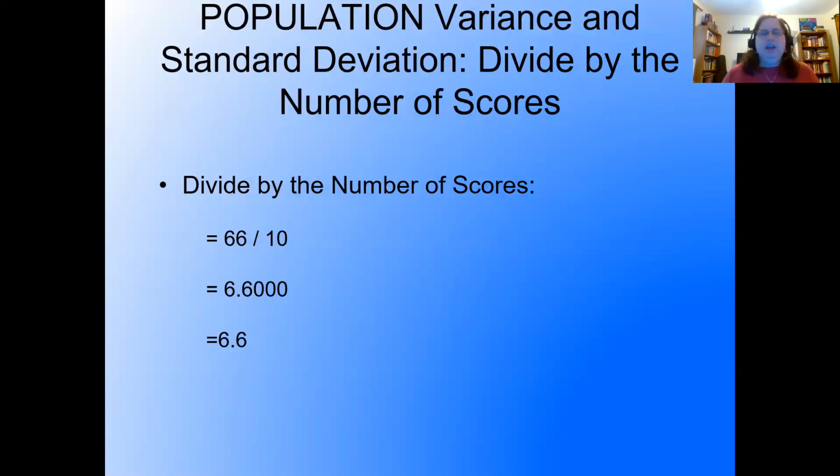So let's go ahead and say that we're in population land, and we divide by the number of scores. So 66 divided by 10 is 6.6000, which becomes, when we look at the rounding rule, 6.6.